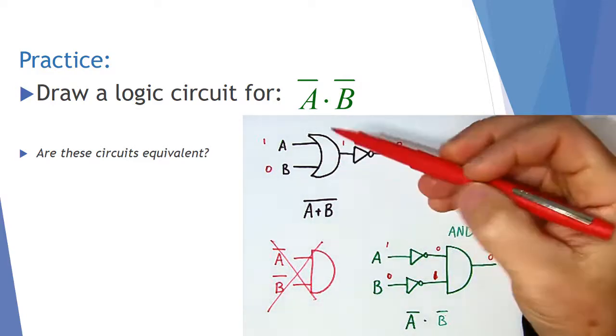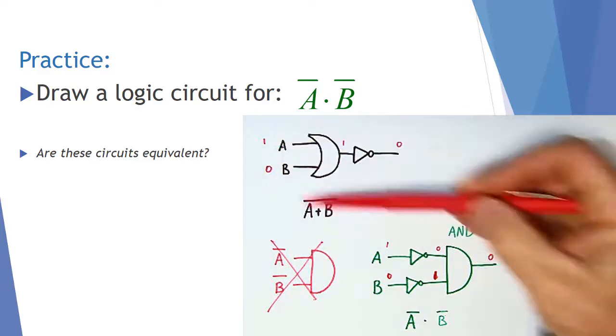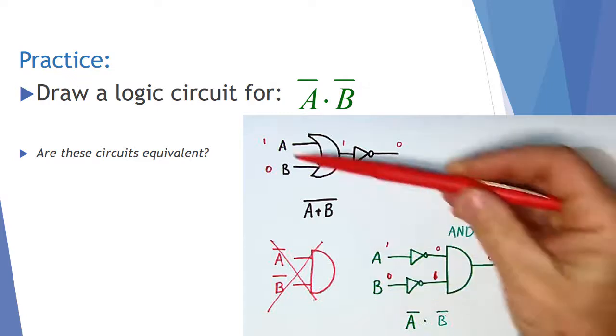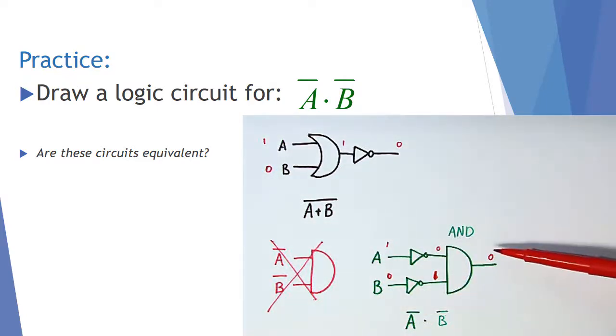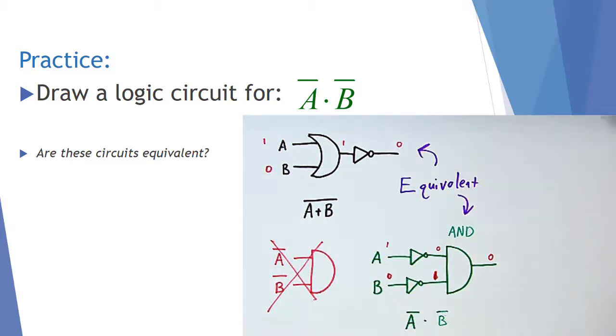And in fact, if you check A equals 0, B equals 1 in both of these, and 0, 0 in both of these, you're going to find that the outputs match every time. These two are equivalent. From a logic standpoint, that circuit and that circuit will do the exact same thing. So which one is better?